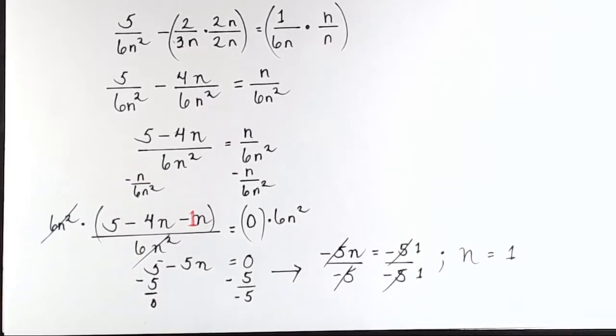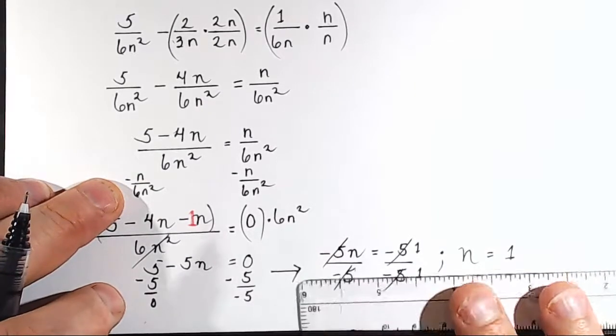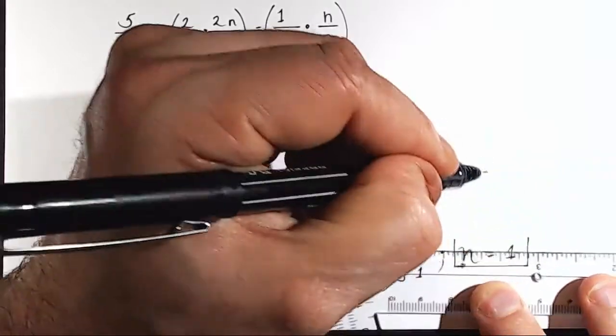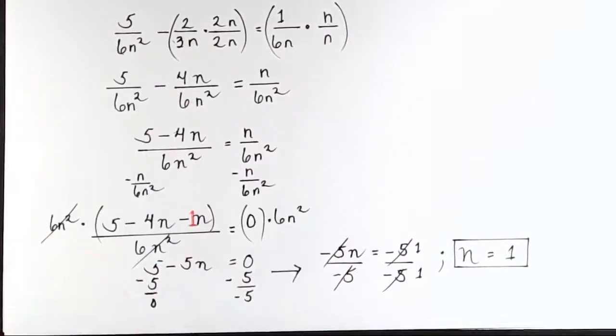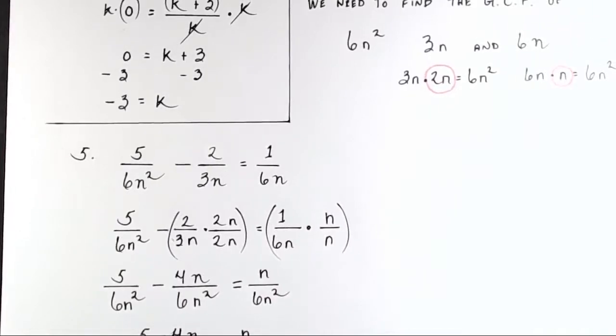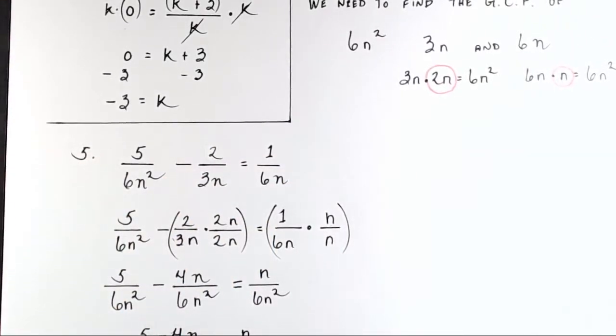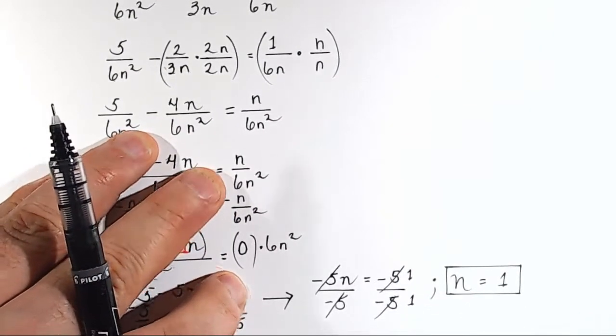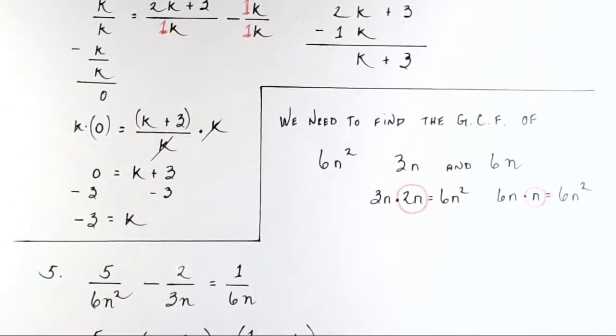All right? Amazing. Would you have believed that that huge, scary fraction was just 1? I would not have believed that, where that n would just equal 1. Well, it does. So that's number 5.